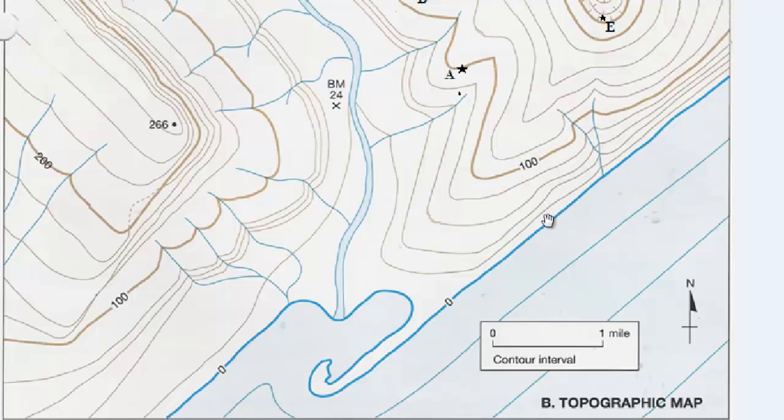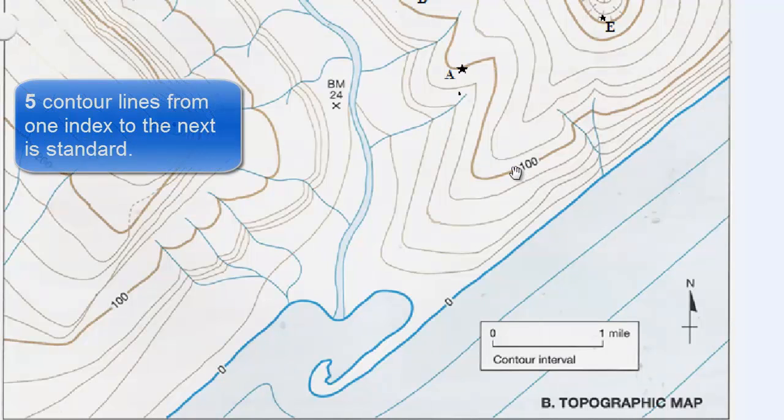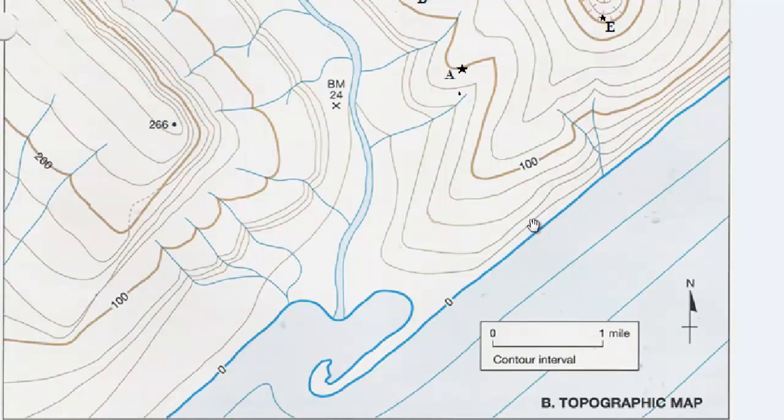Well, if there are 5 lines from one index to the next, so 1, 2, 3, 4, 5, that's the norm. That means in this map, and it's specific to each kind of map, each one of these is 20 feet. It could be 0, 20, 40, 60, 80, then 100 feet. You should always double check yourself, because if you get this wrong, then the elevations are going to be way off on the rest of it. So that means if I cross a contour line, I'm increasing my elevation by 20 feet, or possibly going down. We'll get to how you know later.